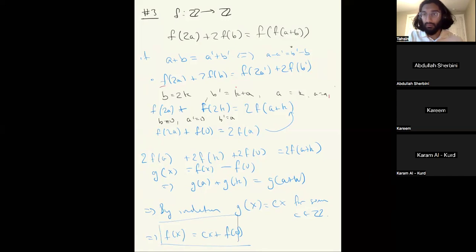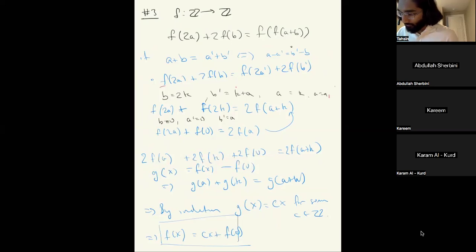Does the solution make sense for everyone? I think we've made a mistake somewhere. Oh, is there a mistake? I think it should be minus f of 0 instead of plus f of 0. Oh, I see. Should it be plus? Let's look. No, I'm talking about the line just before g of x. There's a mistake here. Yeah, you're right. There is a mistake.